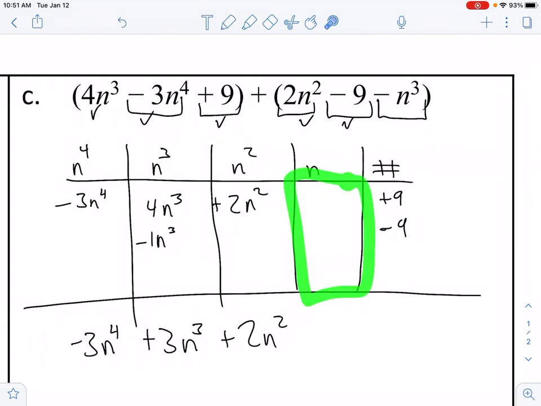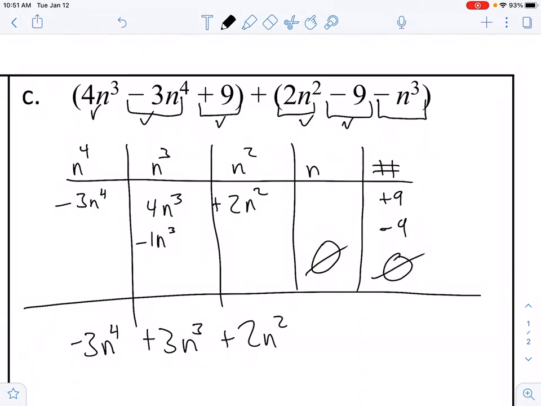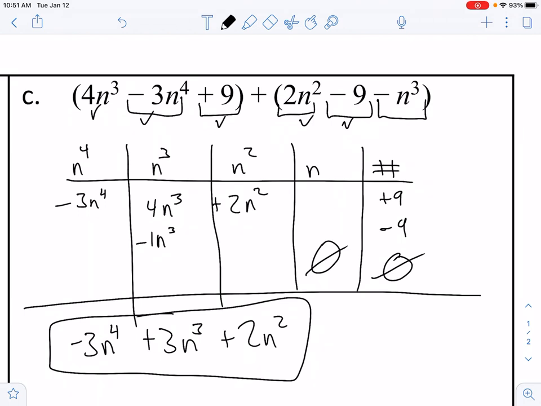N to the first power, there was nothing there, so I'm not going to write plus 0n to the first power. I'm just going to leave it out because there was nobody there. And then positive 9 minus 9 is 0. That makes 0. So there's nothing really to write down. So when I simplify this one, I'm left with negative 3n to the 4th plus 3n to the third plus 2n to the second.